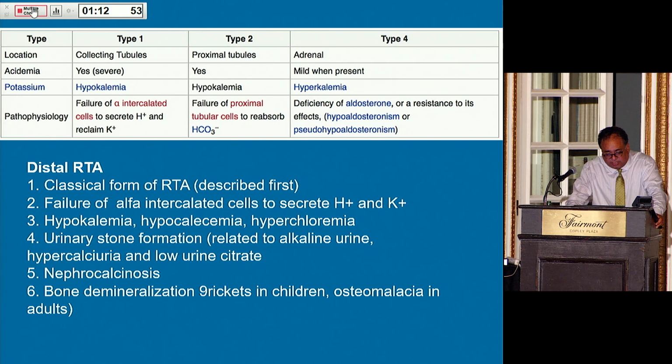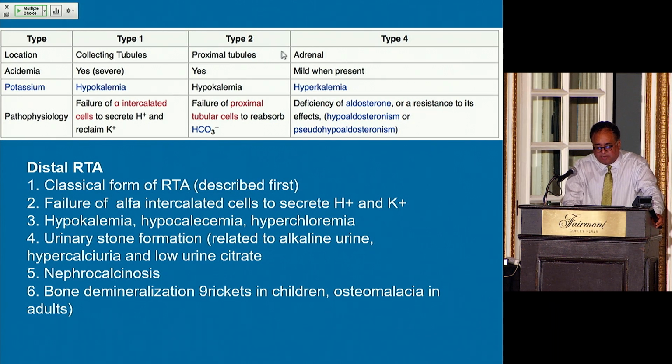Renal tubular acidosis has different types: type 1, type 2, and type 4. You're going to cover this tomorrow with Alan Yu. We'll talk about acid-base, but briefly speaking, type 1 location is distal RTA in the collecting tubule. Type 2 is the proximal RTA. Both are associated with hypokalemia. Type 1 is associated with more severe acidemia.